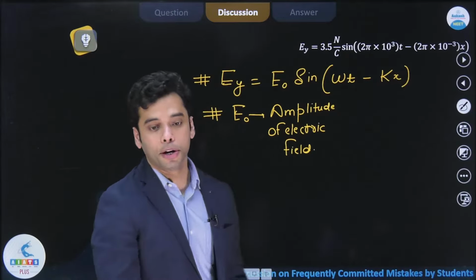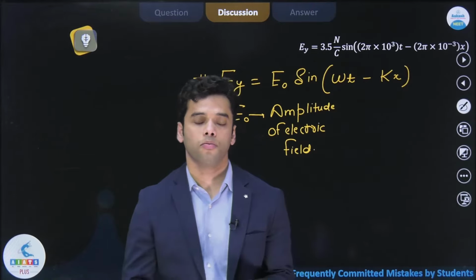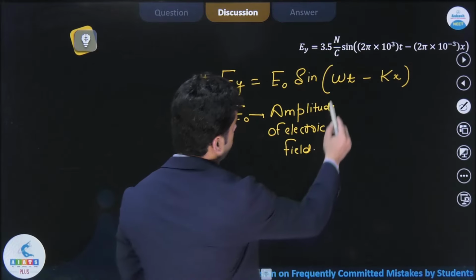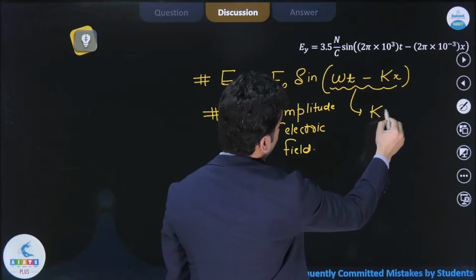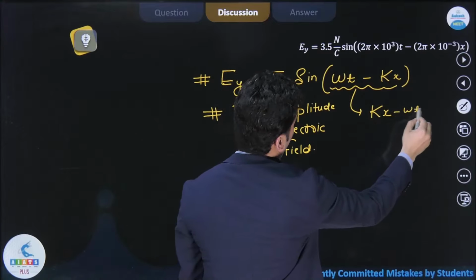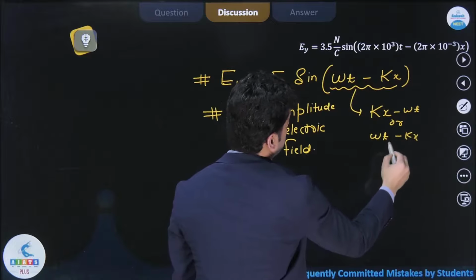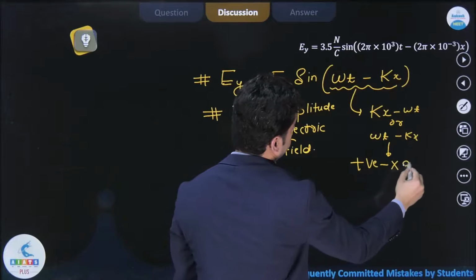E naught क्या है, एम्पलीट्यूड ऑफ इलेक्ट्रिक फील्ड है. इसकी डायरेक्शन कैसे डिटरमाइन करेंगे, वेव किस डायरेक्शन में प्रोपोगेट कर रही है कैसे डिटरमाइन करेंगे. You can look at the argument. आप ये आर्ग्यूमेंट वाला टर्म देखें. If it is a form of kx minus omega t or omega t minus kx, it means that the wave is propagating along positive x axis.